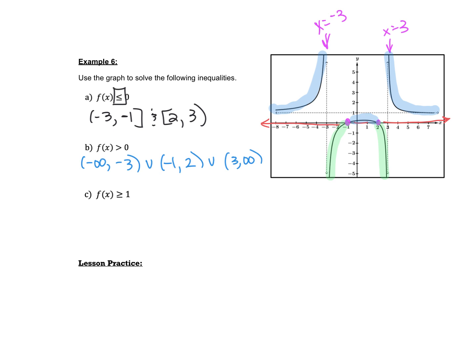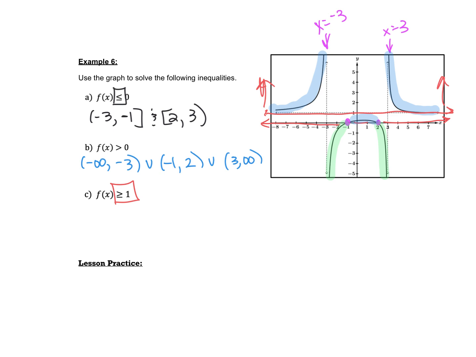All right, last one. This time they shift it. Where is this function greater than or equal to 1? In other words, where is it above that line? How many places does it happen? Twice. Do we have any zeros in that place? No, so everything's a parenthesis again.